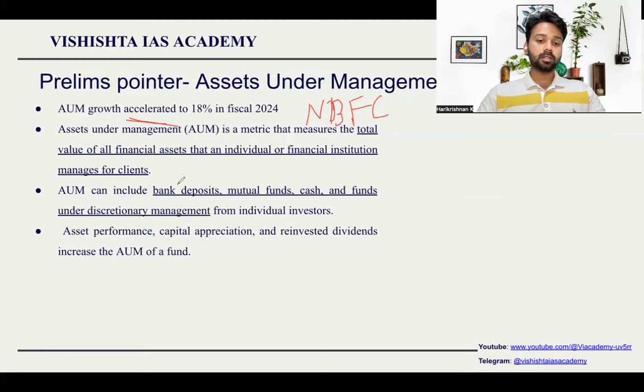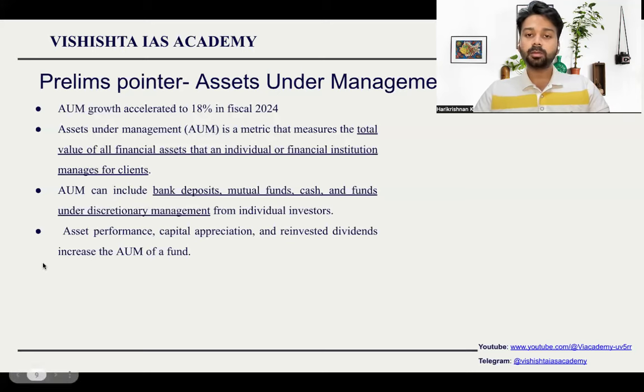So what are all the things that come under this? Bank deposit, mutual fund, cash, funds under discretionary management from individual investors. Everything comes under this. Assets, performance, capital appreciation, and reinvestment, dividend, all these things help in growth of assets under management. So for example, if in a country, like let's say in India, the GDP is growing, the capital is appreciating, so people will invest more. If they are able to get good amount of dividends, good amount of returns from their investment, they will go again for more investment. So all these factors help in increasing the assets under management. More assets under management mean the economy of the country is growing very well.